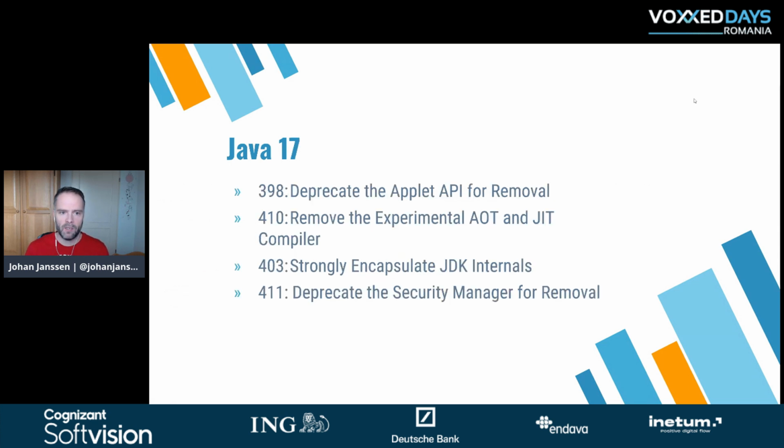For Java 17, the applet API has been deprecated for removal. AOT and JIT compiler has been removed. If you want to do things with that, you can have a look at the GraalVM project, which does a lot more with that. Again, we see that there is a JEP 403 in this case, strongly encapsulate JDK internals, which again makes it more difficult to access those internals. And the security manager is deprecated for removal.